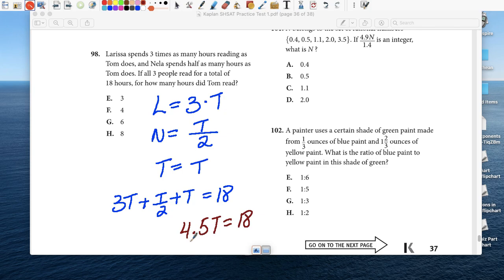And then we're going to divide both sides by 4.5. Right, that simplifies, and 18 divided by 4.5 is just 4. So Tom read for a grand total of 4 hours.